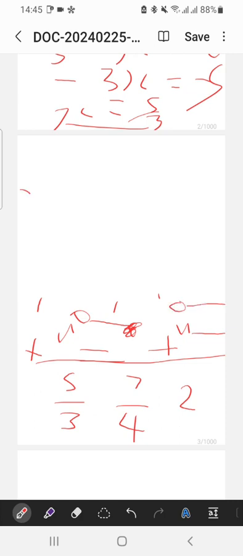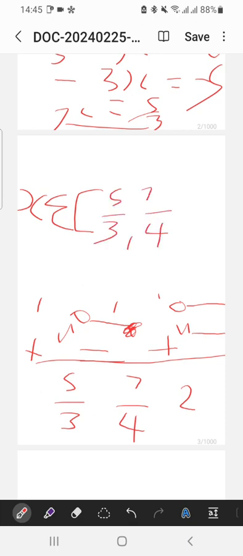So your final answer will be x an element of 5 over 3 to 7 over 4. Okay, and to represent or, you put union, another set, 2 to positive infinity. That's your answer.